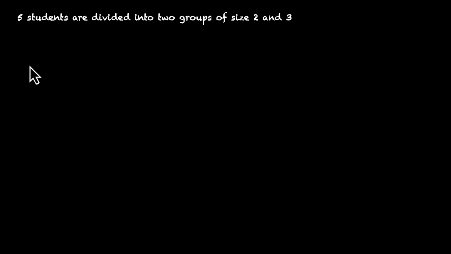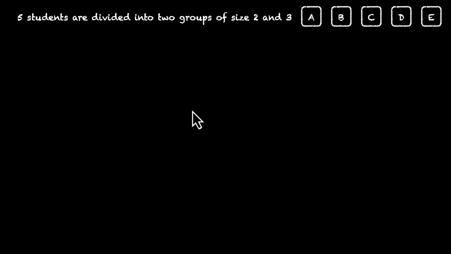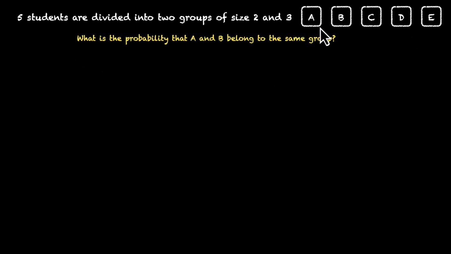Here's an interesting problem. 5 students are divided into 2 groups of size 2 and 3. Basically, we're splitting this group into 2 smaller groups. The students are A, B, C, D, and E. And the question is, what is the probability that these 2 friends A and B belong to the same group? Pause the video, try this out.